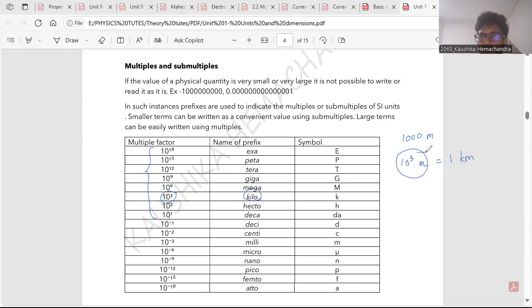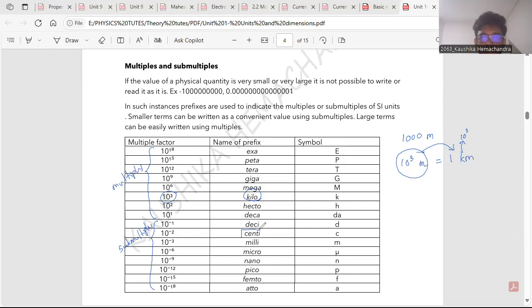So a large value will be written as a smaller value using the multiple. This kilo inside it is 10 to the power 3. So 1 into 10 to the power 3 meters is 1 kilometer, right? Then submultiples are used to denote smaller numbers. So here this set are submultiples. These are multiples.